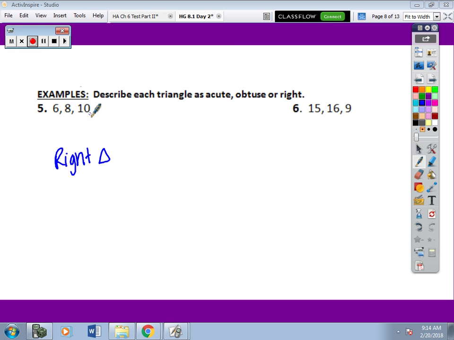So again, if you notice, this is a triple. This is a 3, 4, 5, which is a triple, works for right triangles only. You notice that it's times 2, which gets you a 6, 8, 10. If it's a triple, it has to be a right triangle. You also could prove it: 100 equals 100. And then what do we get for number 6? Acute, obtuse, or right?